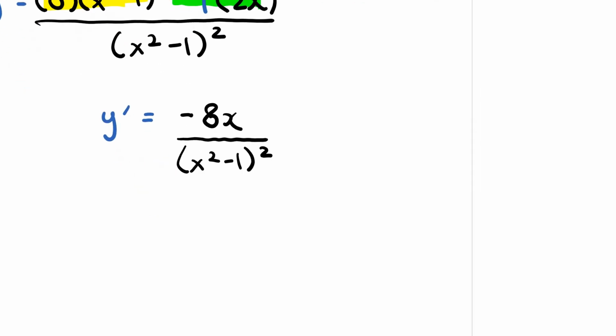Okay, so basically we want to know when the derivative is equal to 0, right? So if I just change this y prime to a 0 here, the derivative is equal to 0 when the numerator equals 0, right? So if I just solve negative 8x equals 0, that means x would equal 0.